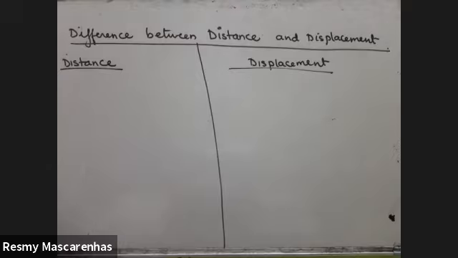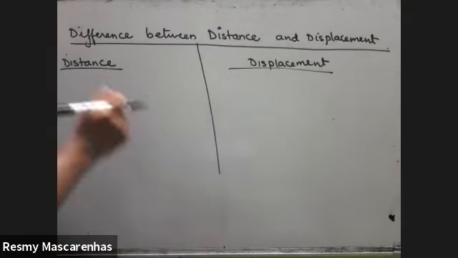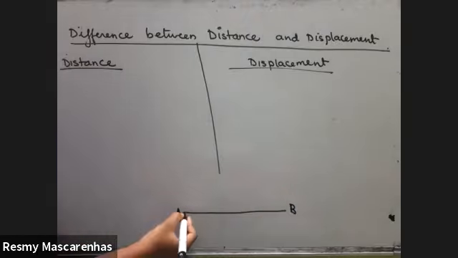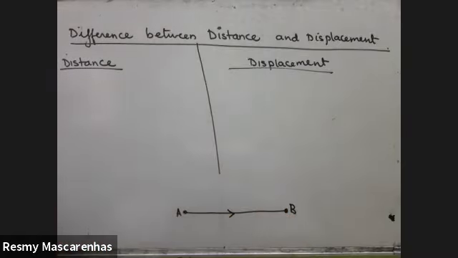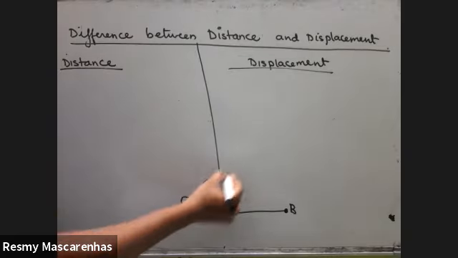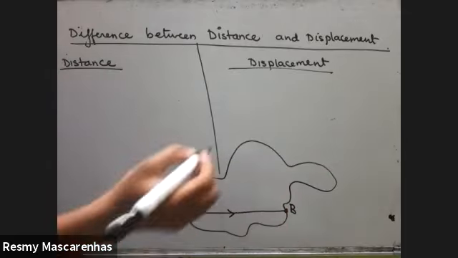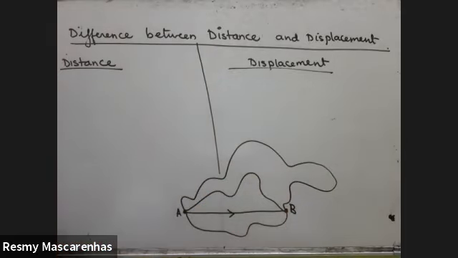I'll just give you an example first. I want to go from A to B, suppose here. How many ways can I go? I can go in an infinite number of ways. Suppose I choose this path, I may choose another path. I may roam somewhere and then come back. So I have many options to go from A to B.